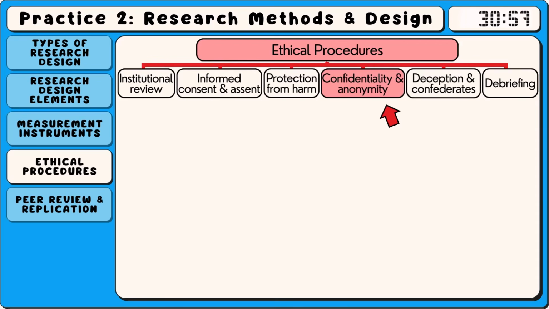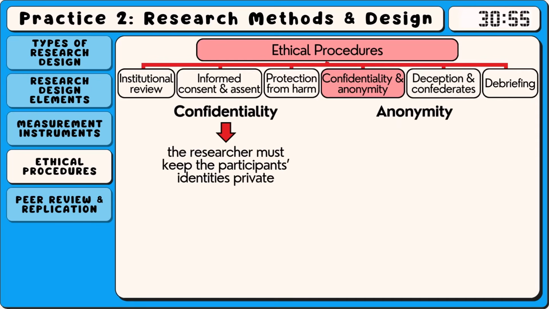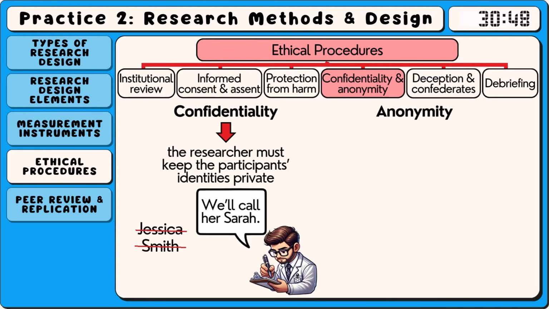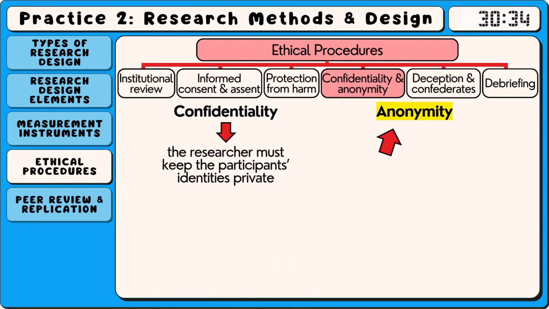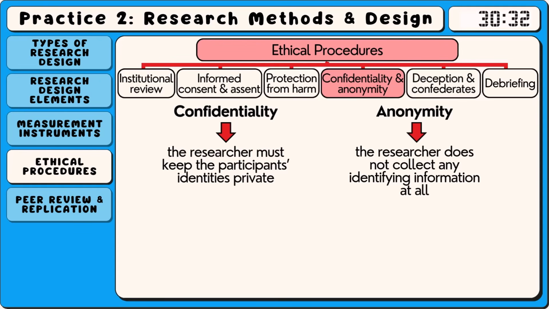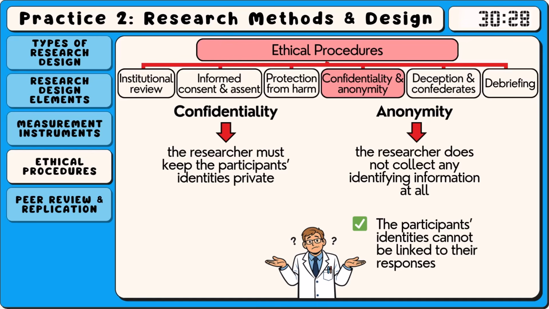The next concepts are confidentiality and anonymity. Confidentiality means that the researcher must keep the participants' identities private. For example, when the results are published, the researcher may not use a person's real name, but instead use a pseudonym. This is important because participants may be more willing to give honest answers if they know their personal information will be protected. Anonymity goes a step further. This means that the researcher does not collect any identifying information at all, so the participants' identities cannot be linked to their responses, even by the researcher.